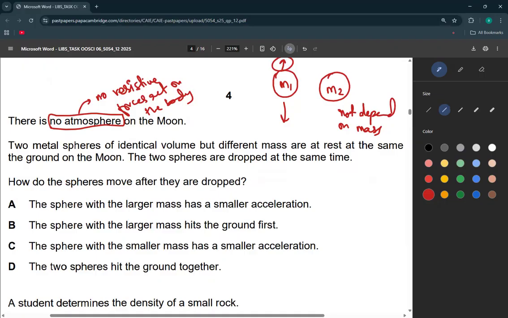No. Different masses have no concern with the time taken, or with which acceleration they'll be reaching the ground. It depends on the surface area. So how do these spheres move after they are dropped? Sphere with the larger mass has small acceleration. As I told you, does not depend on mass. A sphere with the larger mass hits the ground first. Nope. Spheres with the smaller mass, the two spheres hit the ground together. This is correct. Right.